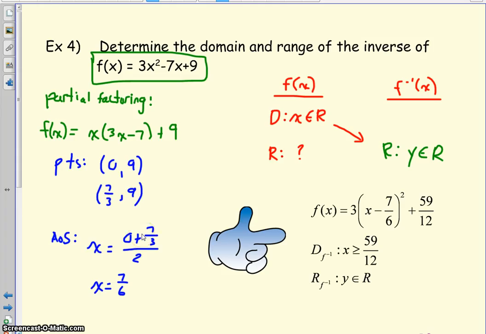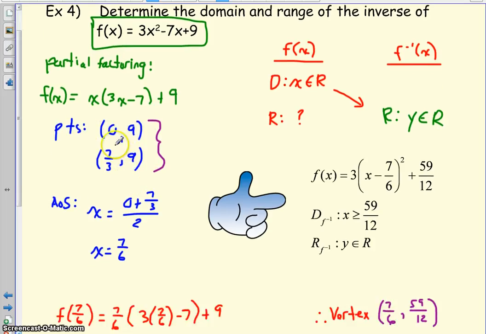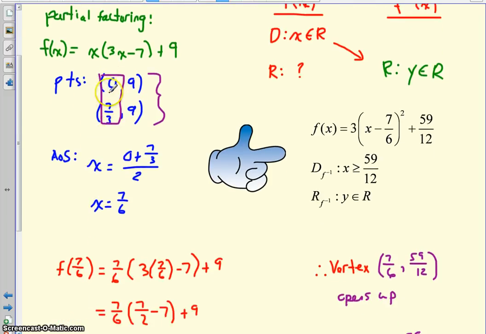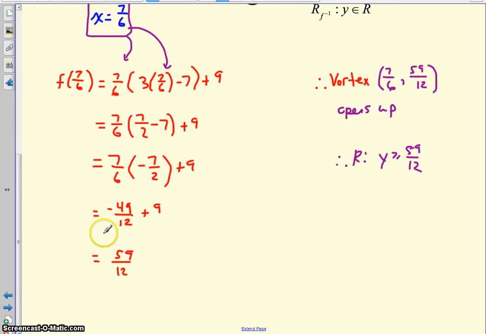Okay, so just to show a different approach to finding the vertex, I decided to use partial factoring for this one. I common factored the x out of the first two terms, which left me 3x minus 7. So I have x times (3x minus 7) plus 9. This tells me I have two symmetric points, one at the coordinate (0, 9), the other at the coordinate (7/3, 9). I can use these two x values to find the axis of symmetry. Halfway between 0 and 7/3, I get 7/6. I then substitute that value back into the original equation for x to solve for the optimal value, which winds up being 59/12.